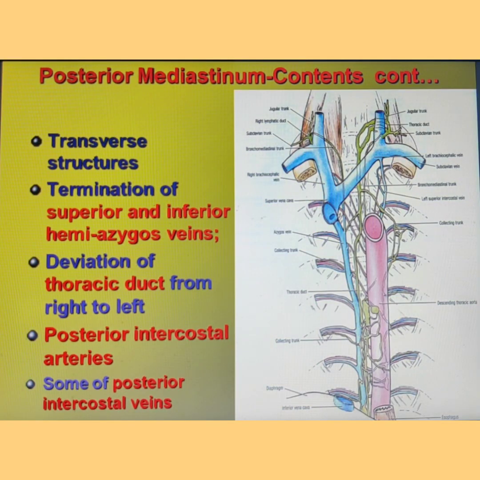Now the transverse structures which are present in the posterior mediastinum. Termination of the superior and inferior hemiazygos veins, right? Then the deviation of the thoracic duct from right to left. As you can see in this picture, the thoracic duct deviates from right to left, then drains into the junction between the left brachiocephalic and the left internal jugular vein. Then the posterior intercostal arteries and some of the posterior intercostal veins. So these are the transverse structures which are present in the posterior mediastinum.